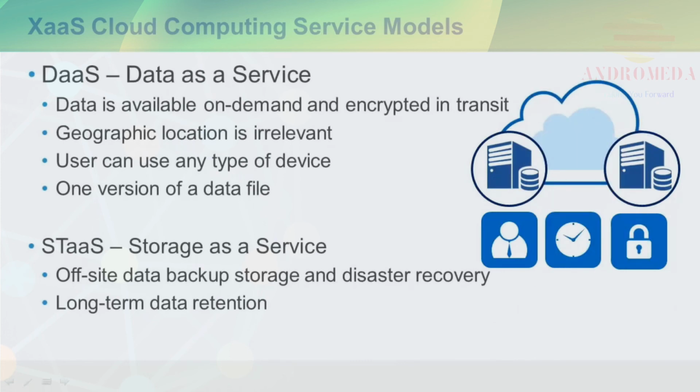So for data as a service, the data is available on demand and encrypted in transit. So it might be the case where you have maybe a single application or even multiple applications, but they're all accessing a single copy of maybe a database, for example. So the geographic location is irrelevant as long as there is internet connectivity with the devices that are accessing it. They all access that central copy of that data. So they can use anything, it doesn't matter, but it's that same single version of a data file that everyone is accessing. So all that is required from the perspective of a customer is simply just data.